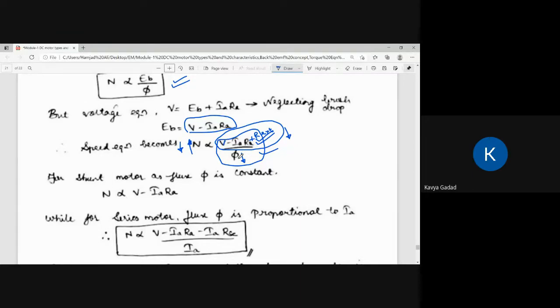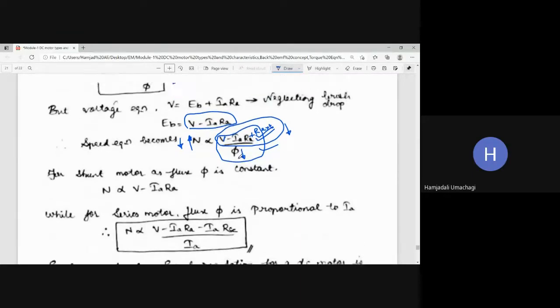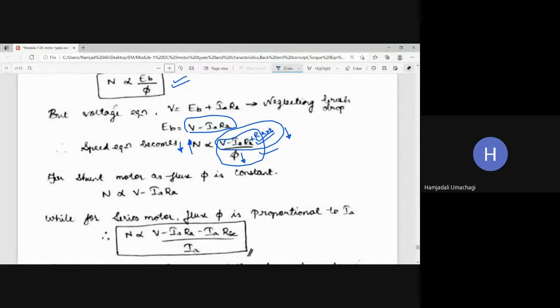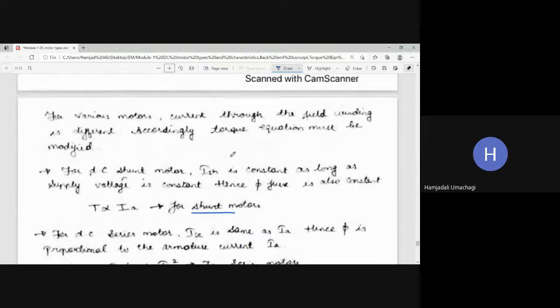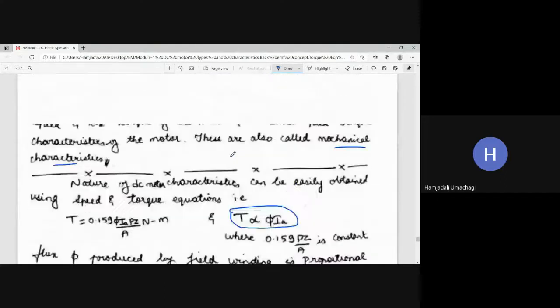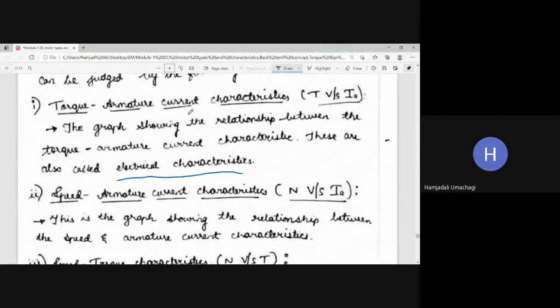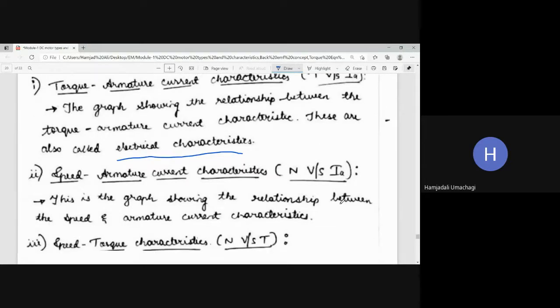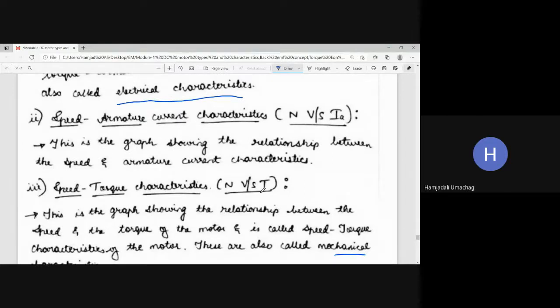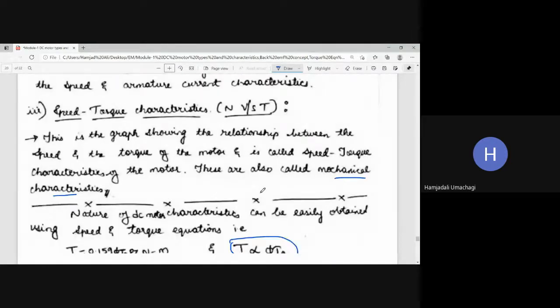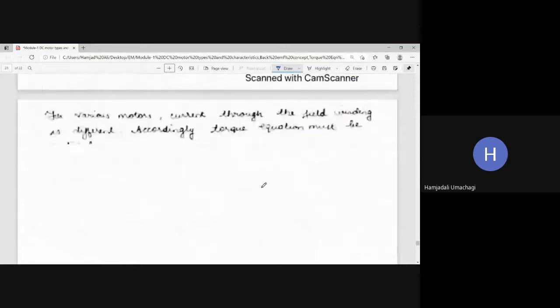Yes, sir. Okay. All these equations are very important while explaining the above characteristics. These equations are very important to explain the characteristics of DC shunt, series or compound motor. Whenever they ask you to draw and explain the characteristics for a DC shunt motor, you should explain T versus IA, N versus IA, and N versus T. And to explain all these things, you need to take the help of the torque equation and speed equation.